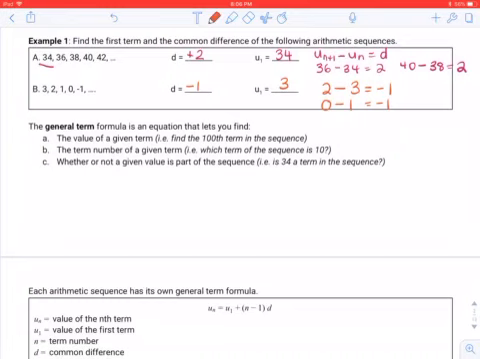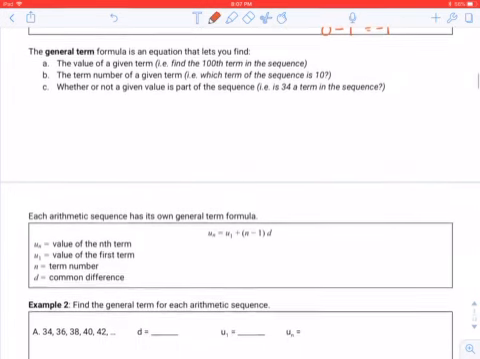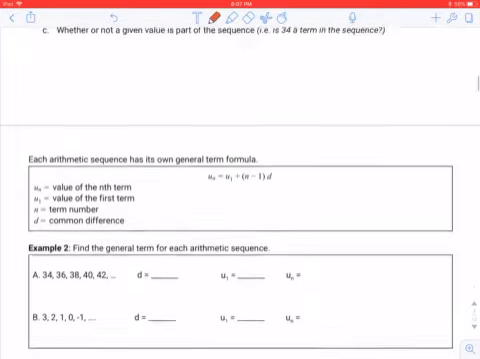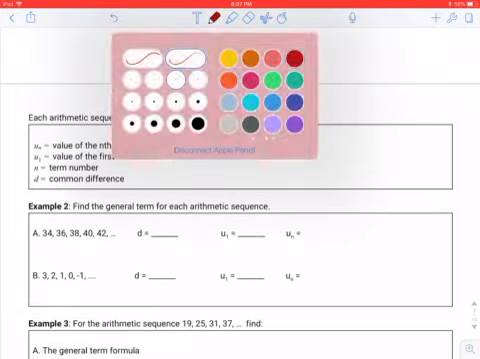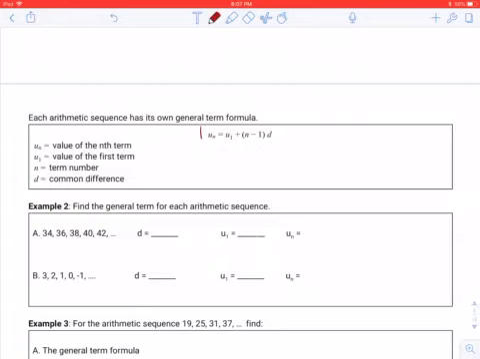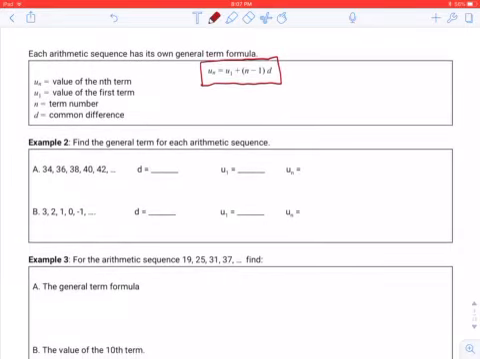We can find out the term number of a given term. So we could say, okay, for sequence B up here, we're going to have the term negative 9. Let's find out what term number that is. How many terms do I have to have in order to get to negative 9? And then we can also figure out whether or not a given value is part of the sequence. So the general term formula for an arithmetic sequence, and this is given to you in your formula booklet, is u n equals u 1 plus n minus 1 times d. What that means is that the value of a given term is equal to the value of the first term plus the term number minus 1 times the common difference.